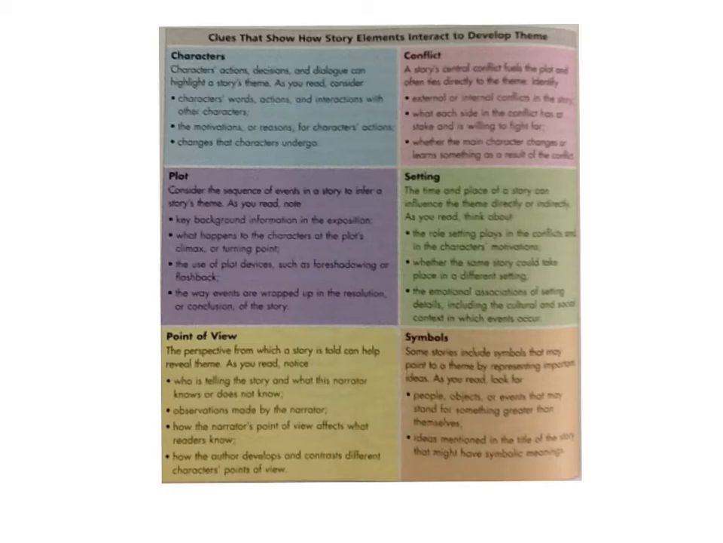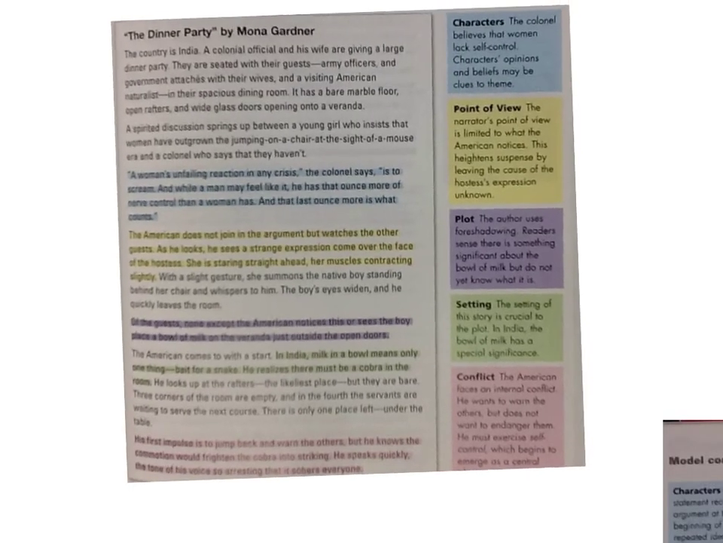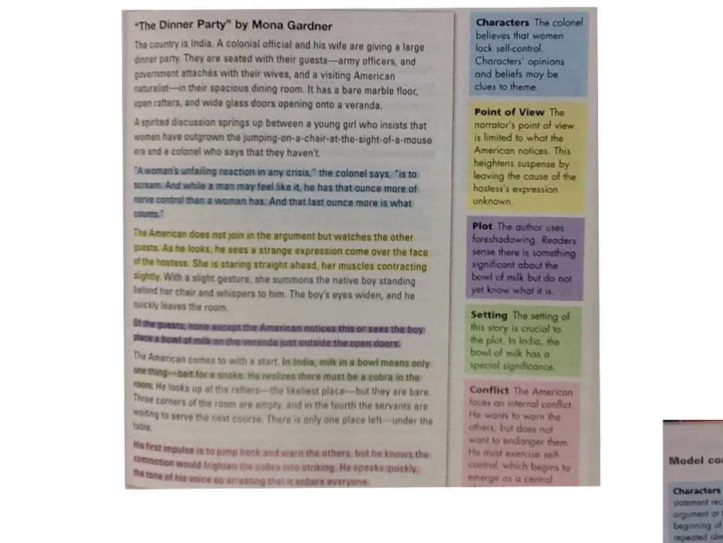As I said, go through the text a couple times. You should be able to find at least one element or component of the story to highlight in each color. Pause this video until you're finished reading and annotating The Dinner Party. Here are some examples of what you may have highlighted in your story.